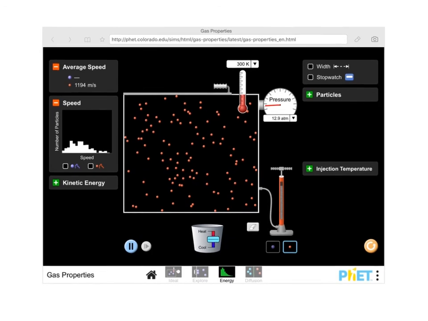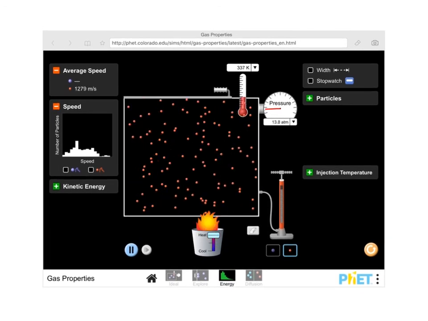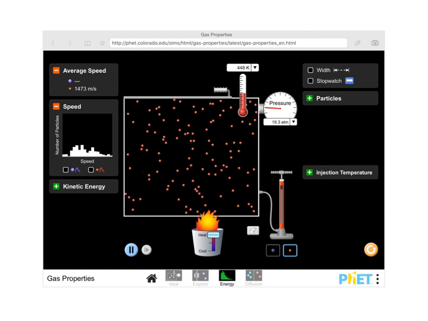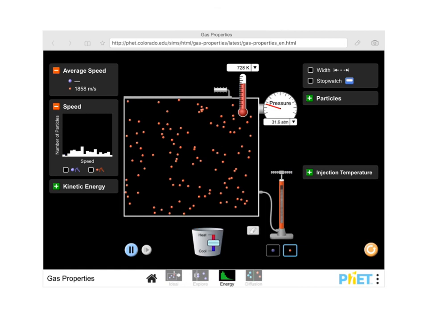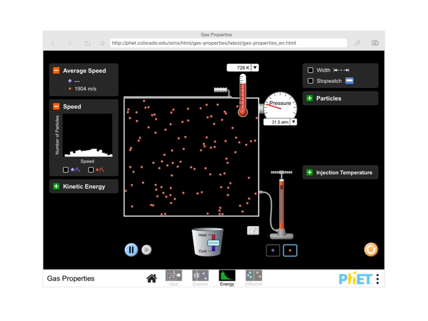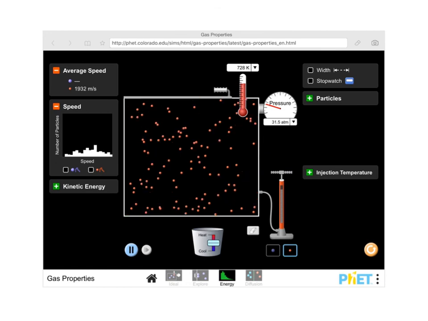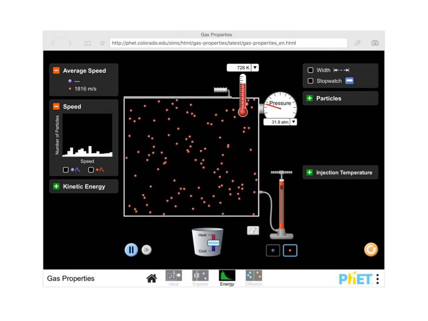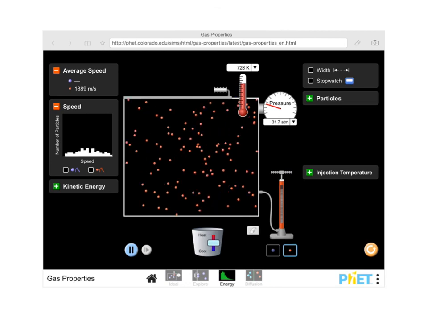When I heat it up, we can see the average speed increasing. The average of the distribution shifts to higher speeds, but it also spreads out. There's more variability. We've got some of the molecules moving really slow and some moving really fast, but on average, it's quite a bit faster.